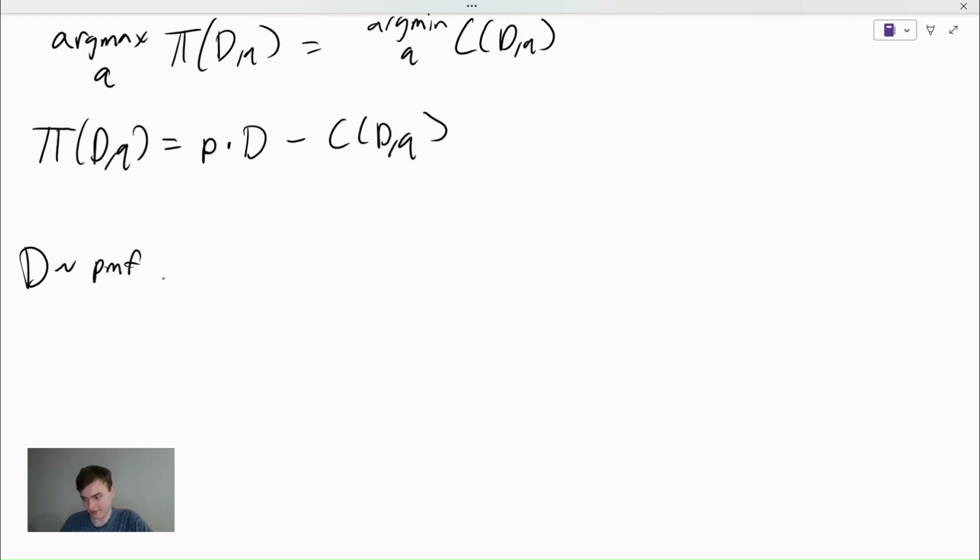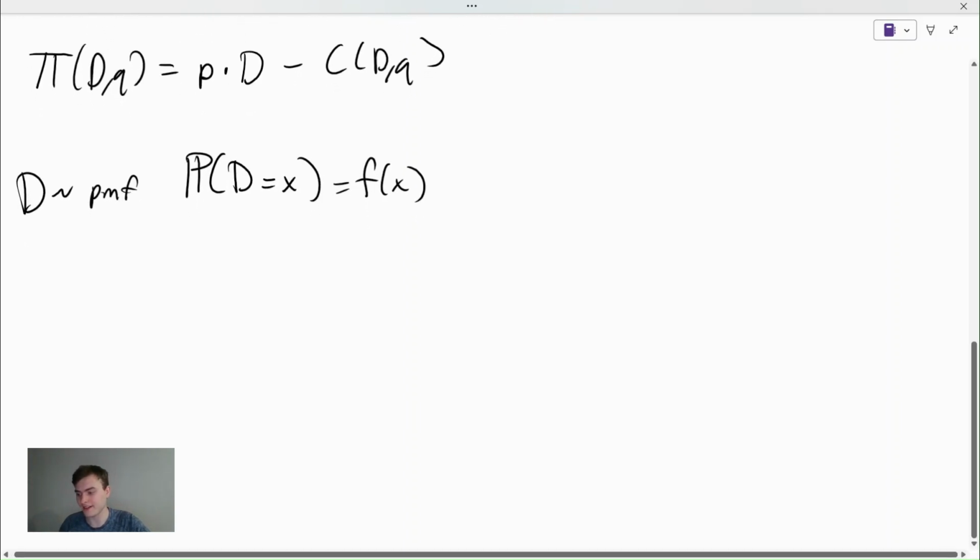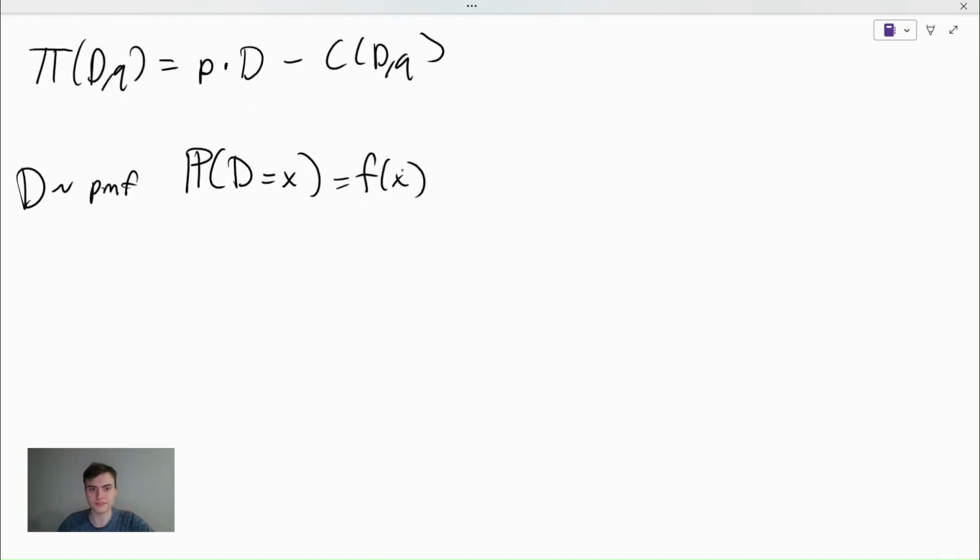So we have a PMF that gives us the probability D equals a value x equals f of x, right? So a PMF is just a function. We input the value, it gives us the probability of that value. Sometimes it's called P of x or P subscript x, or you can just leave it as probability D equals x. But I'm going to use f of x notation.